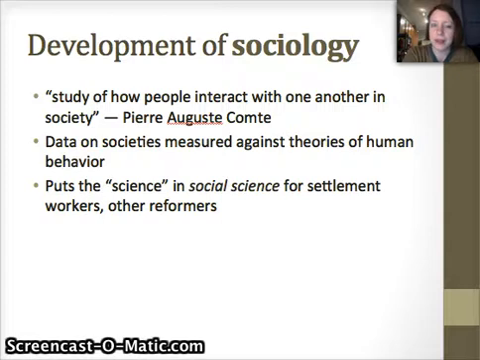Not terribly challenging, since the word society is already in there. But what sociologists end up doing is taking data on societies and people's movements within them and measuring them against theories of human behavior. If we have a theory that people should behave in a certain way, are they actually behaving that way? It also makes settlement workers and other reformers have a little bit more gravitas, a little bit more seriousness to their work, because they now are practicing a science. So this isn't just charity, it isn't just a social mission, it's also a scientific mission as well.